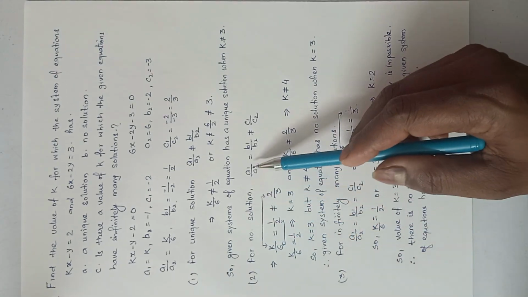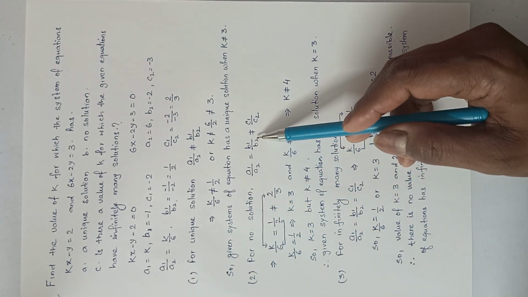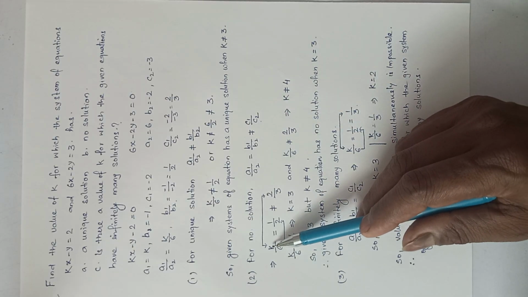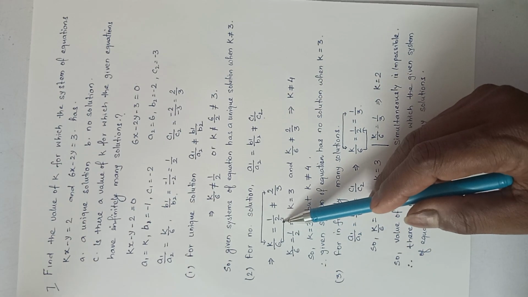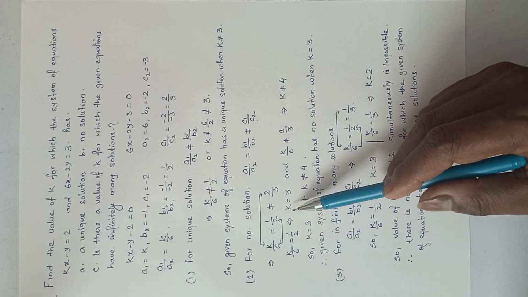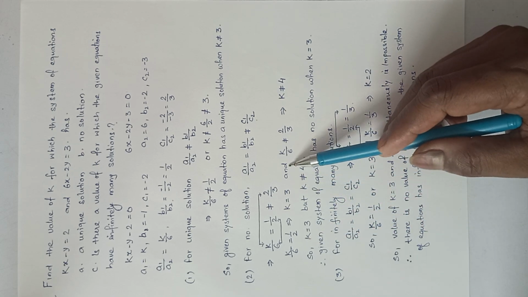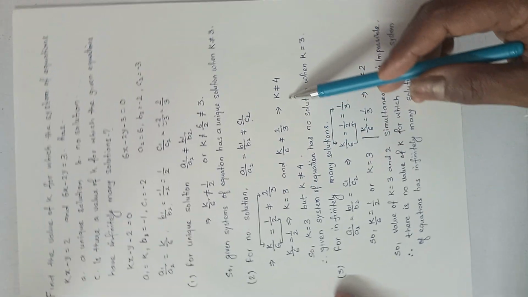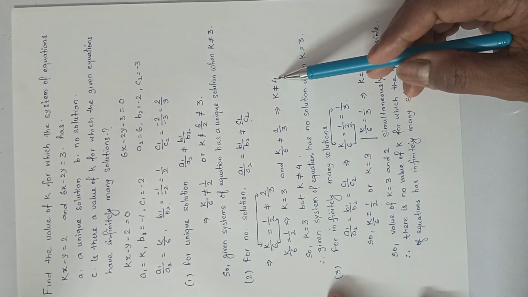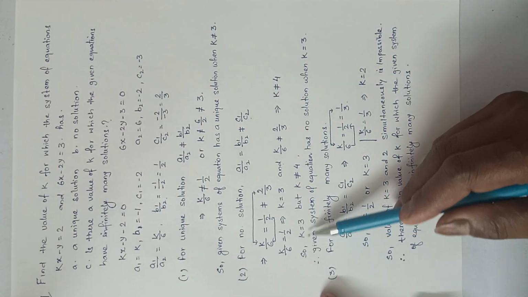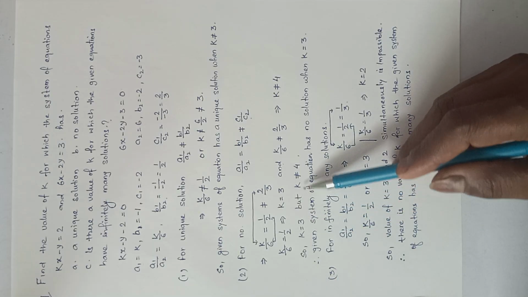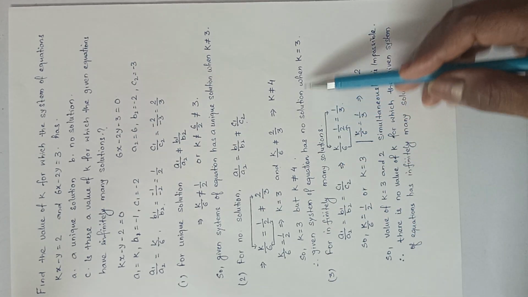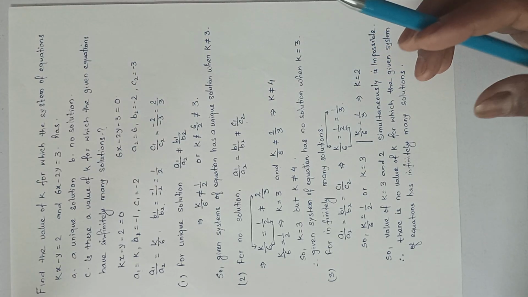For no solution, we have a1 upon a2 equals b1 upon b2 but not equal to c1 upon c2. So first of all, we are going to compare a1 upon a2 equals b1 upon b2. Here we get k equals 3, and when we compare a1 upon a2 with c1 upon c2, we get k not equal to 4. So here k equals 3 but k not equal to 4. Therefore, the given system of equations has no solution when k equals 3.